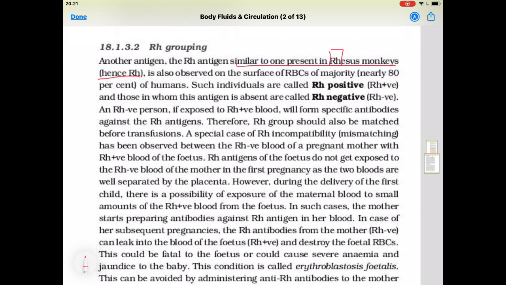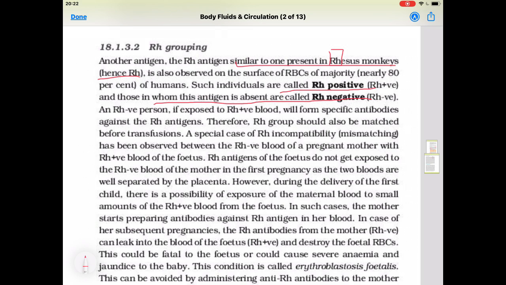It is also observed on the surface of RBC of majority, that is nearly 80% of humans. In human RBC, in the 80% of the population, this RH antigen is present, that is they are RH positive. When antigen is present, they are considered as RH positive. So such individuals are called RH positive, and those in whom this antigen is absent are called RH negative.